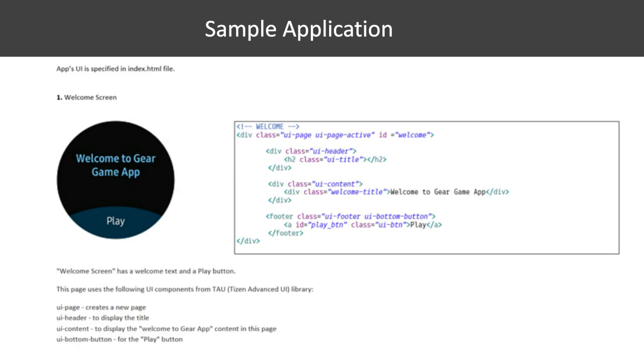So as you already know, index.html is the file where you have to specify and modify the UI of the page. For the welcome screen, we just have a UI content which displays a welcome text. And for the button, we are using the UI bottom button. These UI components are already part of the Tizen Advanced UI Framework, the library that comes along with the Tizen SDK. So you can use those UI components.